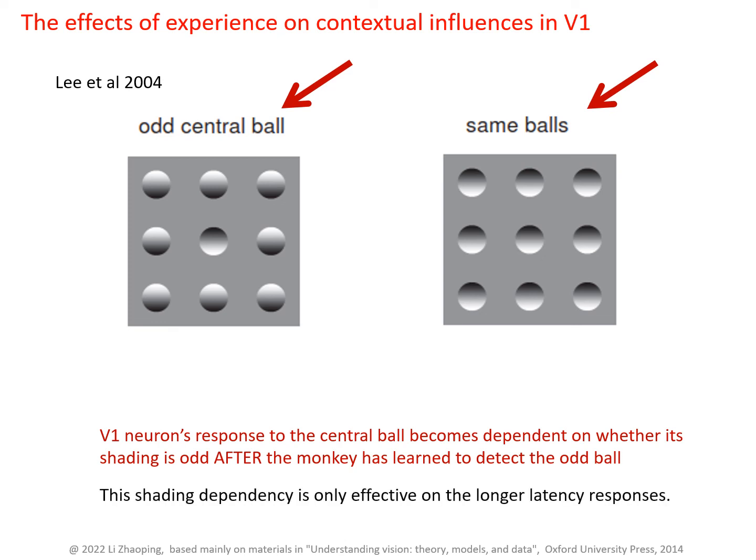This experience-dependent contextual influence is unlike the usual type of contextual influences in V1. The dependence on the shading direction is only on the longer latency responses of the neurons, not the initial responses of the neurons. Unlike V1 neurons, V2 neurons are sensitive to the shading direction without any task experience.